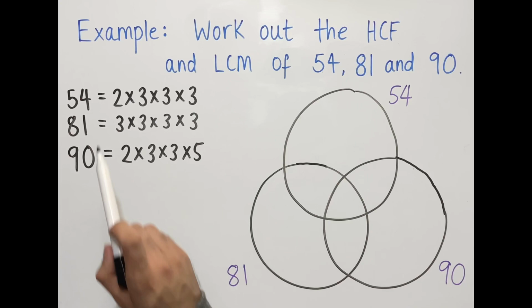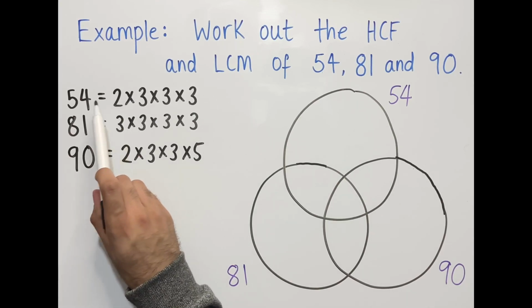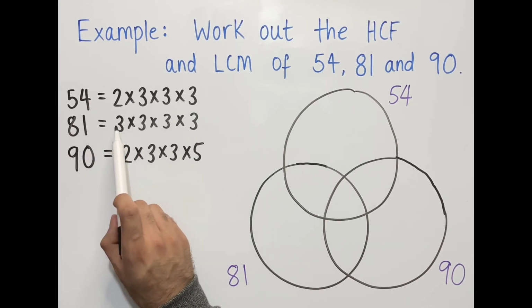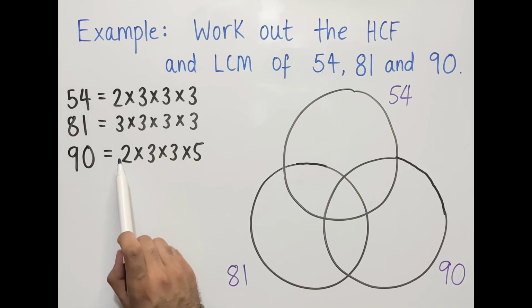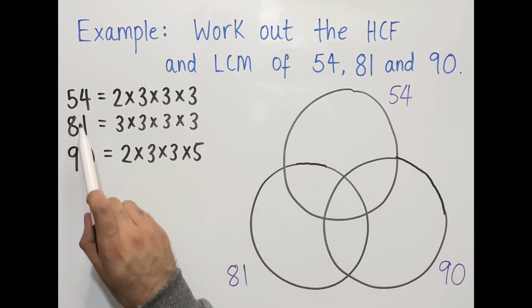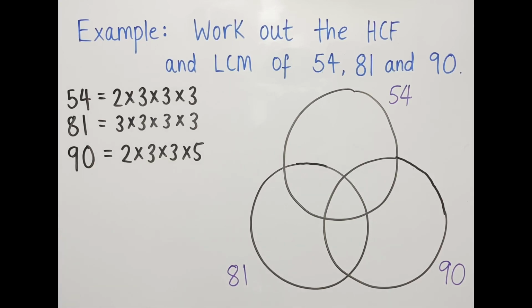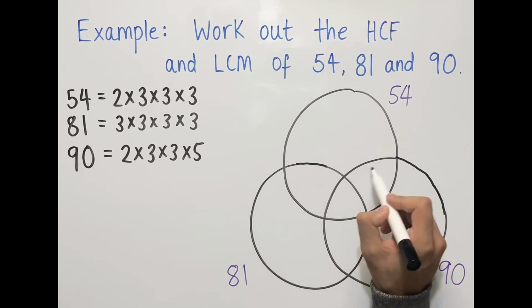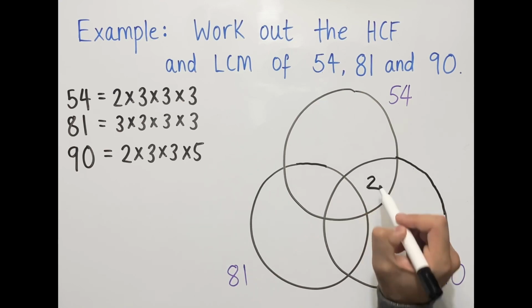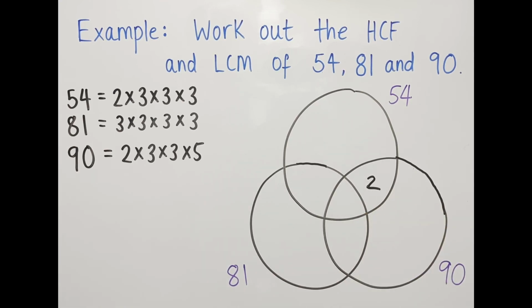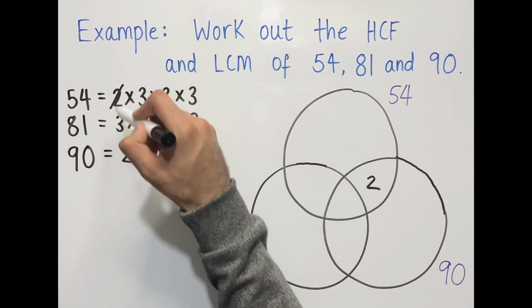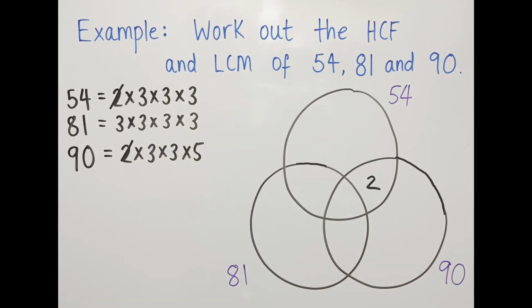So let's start with the 2 here. 2 is in 54, however it's not in 81, but it is in 90. Therefore, 2 is common in 54 and 90, and so we can place it between the intersection of 54 and 90 within our Venn diagram. That region is represented by this area here. And so we can place a 2 there. So once we've done that, we cross out the 2's. We then look at the next number.